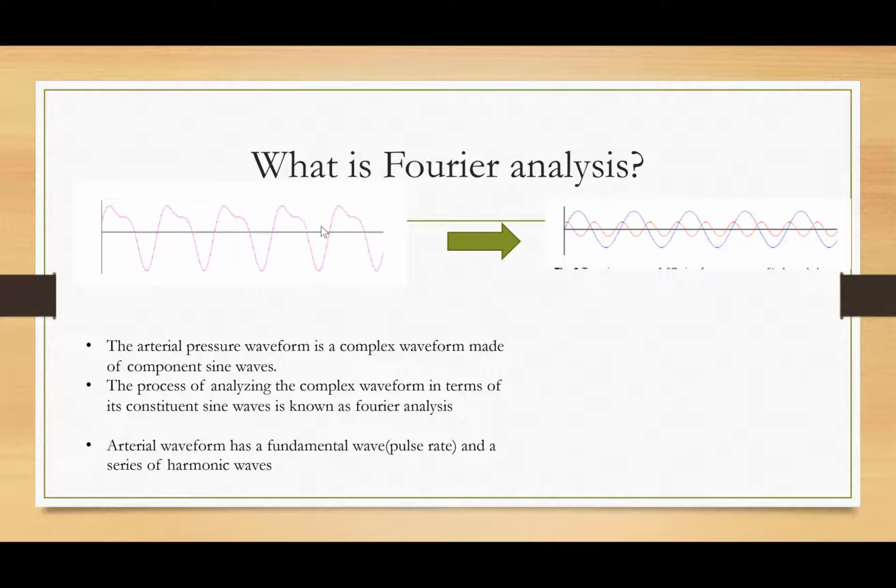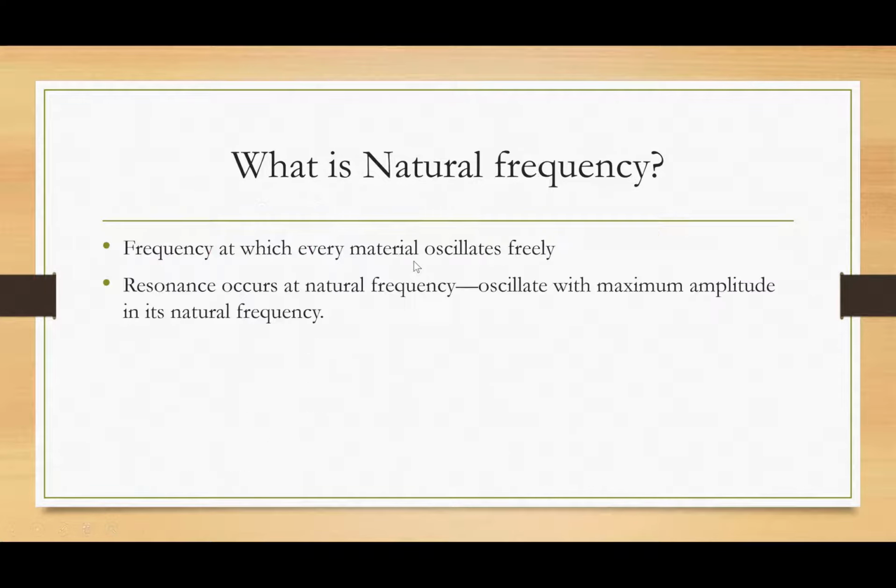The fundamental frequency means there will be a base frequency, like 1 Hertz or 2 Hertz, and the harmonics will be multiples of this fundamental frequency. By analyzing these individual sine waveforms, the intra-arterial BP is measured in an intra-arterial blood pressure monitoring system. The process of analyzing the complex waveform in terms of its constituent sine waves is known as Fourier analysis. So it will have a fundamental wave and a series of harmonic waves. Usually the fundamental wave will be the pulse rate.